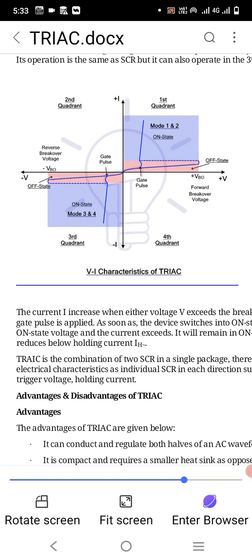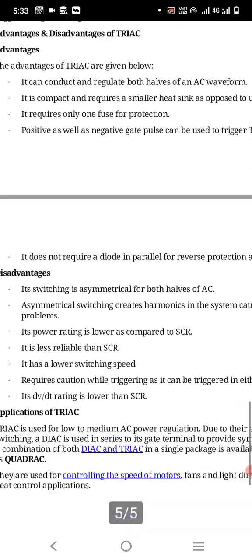Then advantages. It can conduct and regulate both halves of an AC waveform. It is compact and requires a small heatsink as opposed to using two SCRs. It requires only one fuse for protection. Positive as well as negative gate pulse can be used to trigger TRIAC.